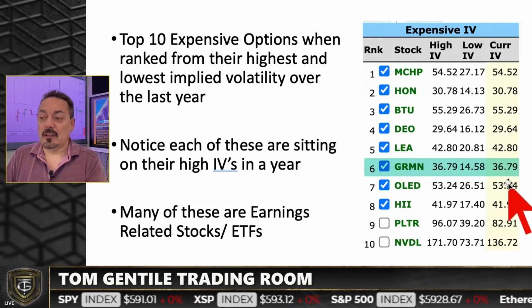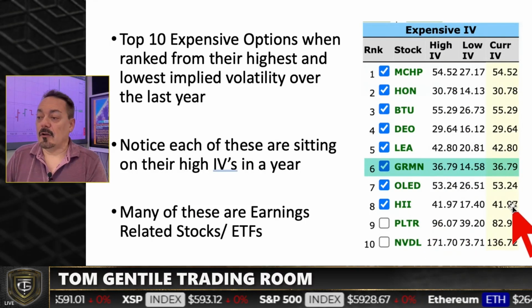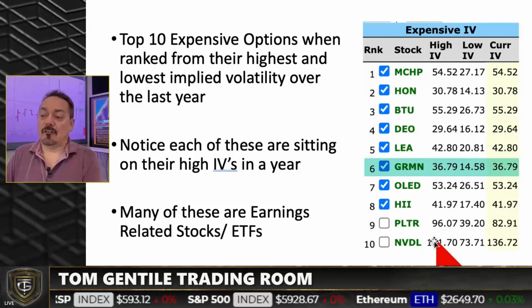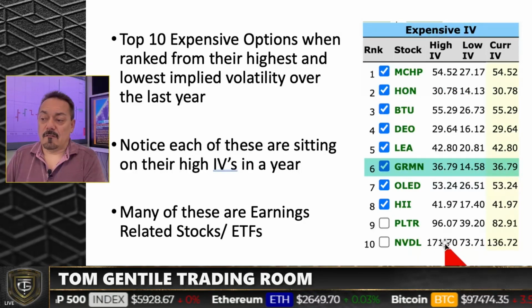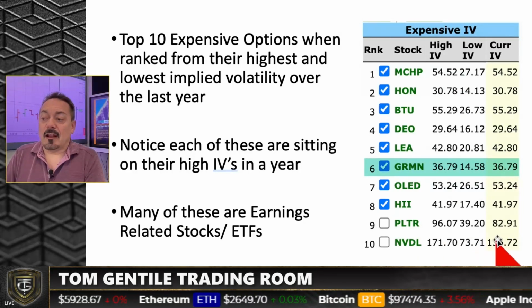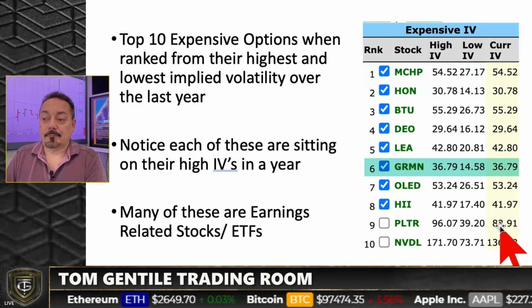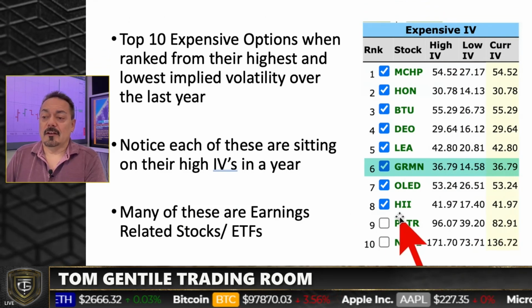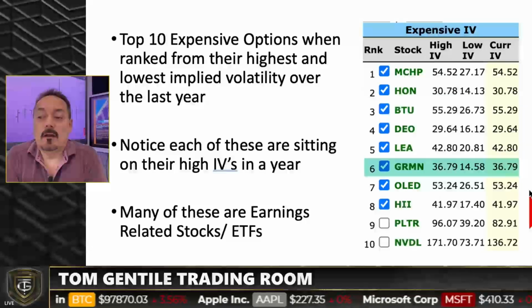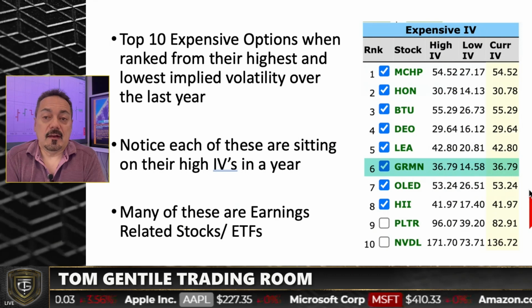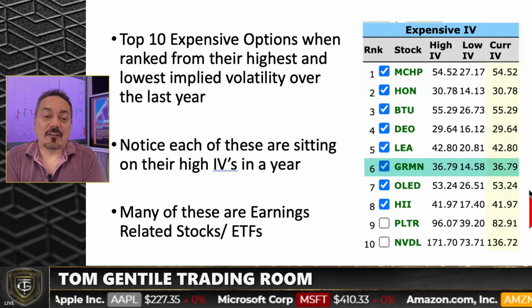OLED, that's the LED TVs. HII is the top 8. Then you've got Palantir and NVDL that round out the top 10. Palantir and NVDL are high, but they're not on their highs right now. So take a look at these, and the first thing I noticed is that the bulk of them are earnings related, meaning that earnings are coming out in the next week or two.